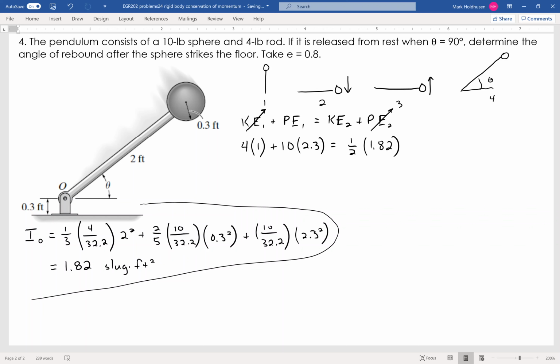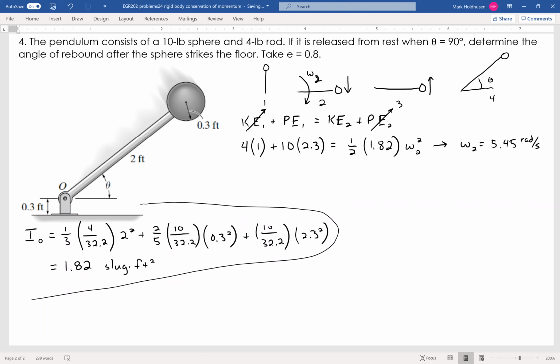We'll call this omega 2 squared. Okay? So 1/2 I, and again, that's I about O that I've got here because it's a point of pure rotation. From that, I can find that omega 2 equals 5.45 radians per second.